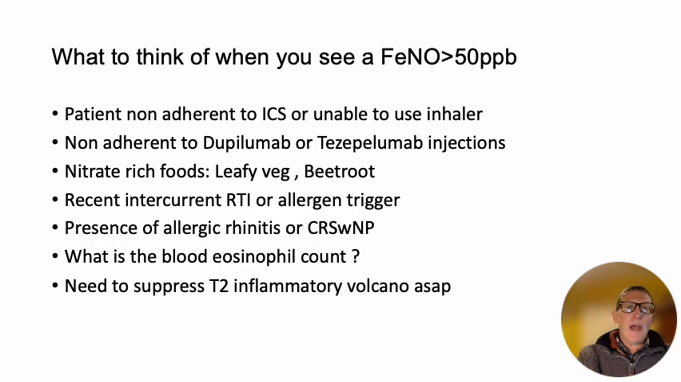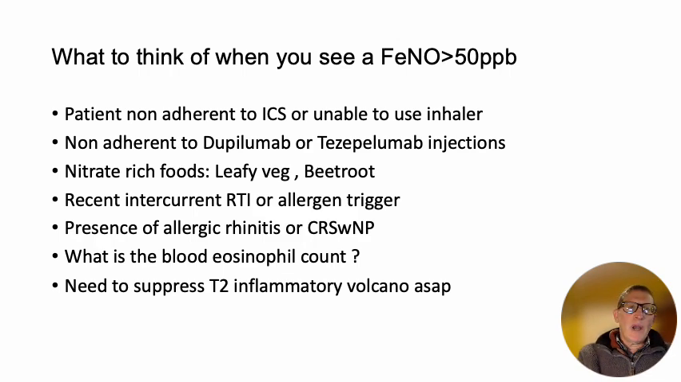So what do I think about in the clinic when I see a patient with a high FeNO of more than 50 parts per billion? You could probably reduce that to 25 parts per billion as a threshold in a patient who's already taking inhaled corticosteroid. The first point is, is the patient non-adherent to an inhaled corticosteroid, if they already take one, or can they use the inhaler? That's probably the most important point, to be honest.